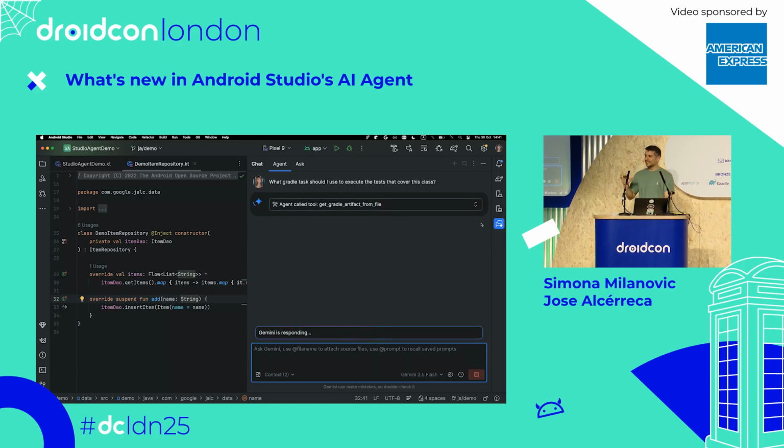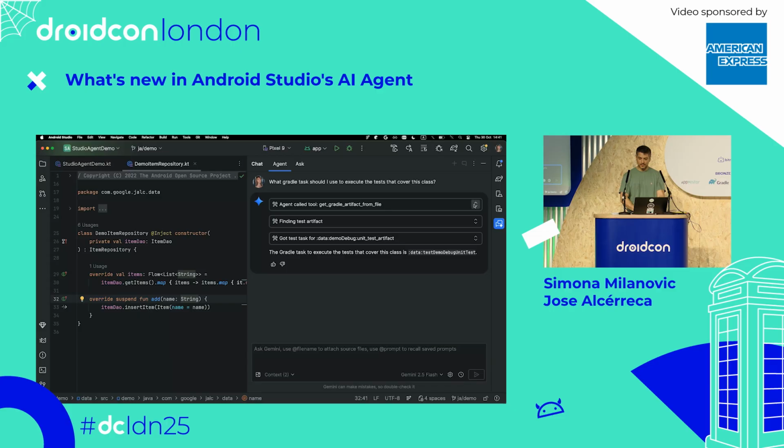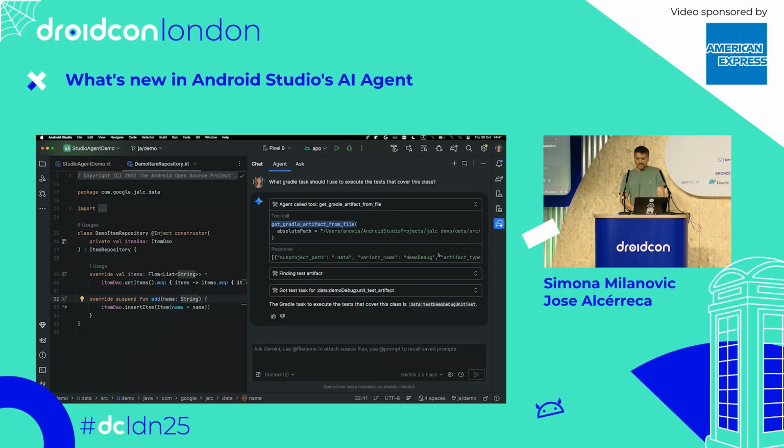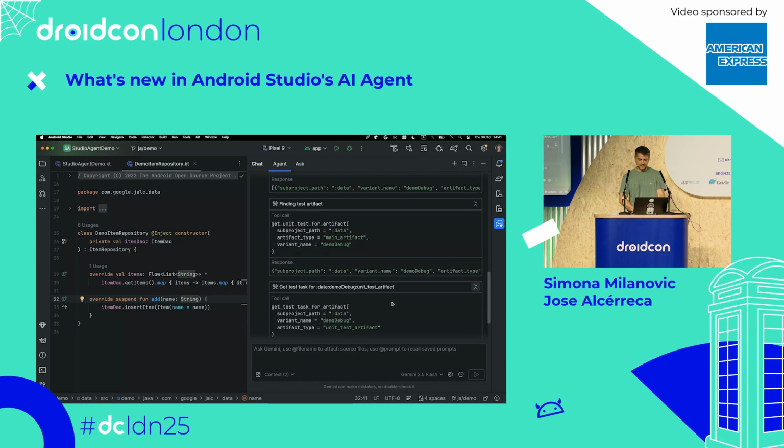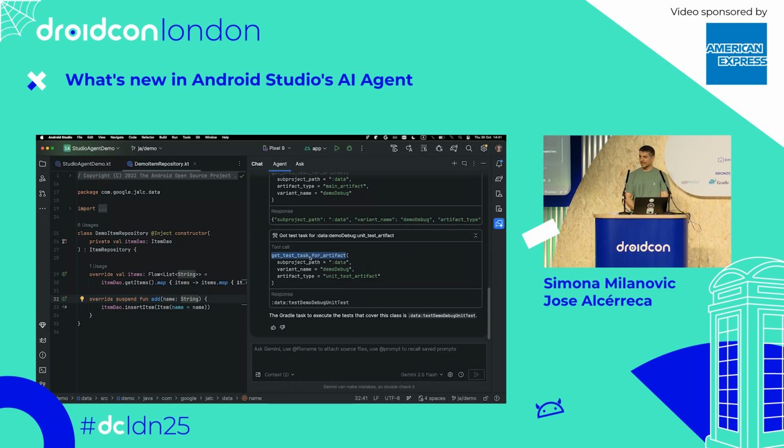Again, we're not reading any files. This is just leveraging all the internal tools that are exposed by Android Studio. Tools like get Gradle artifact from file, get unit test for artifact, and finally get test task for artifact. I don't actually know what they do, but what I do know is that it gets the right results. It's actually, this file is in the data module, and it's only available in the demo debug variant.